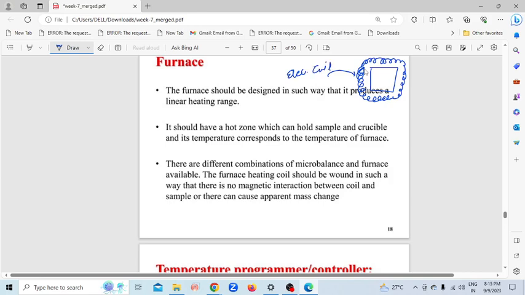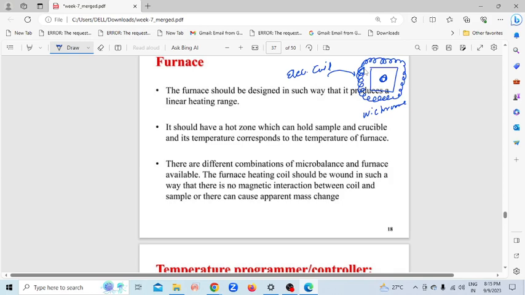Okay, so when you provide electricity, it will heat up. Suppose it is nichrome wire. When you heat this wire, it will provide heat. If you are putting some sample here, it will also be heated up. So this is the working principle of a furnace. It should have a hot zone which can hold the sample and crucible.